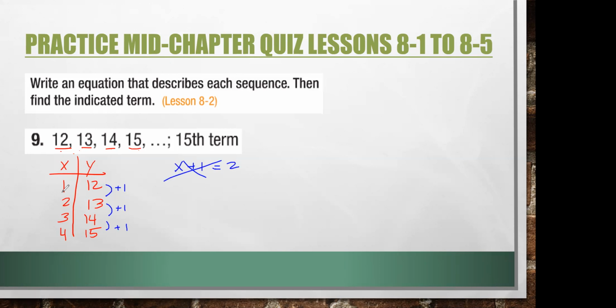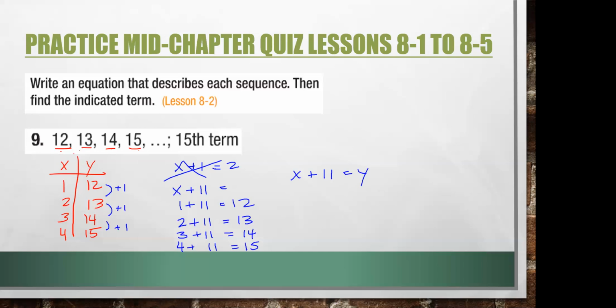So what am I doing to x that is going to give me 12? Well, if I add x plus 11, because I know 1 plus 11 is 12. Does that work for my second term? 2 plus 11, well, that's 13, so that works. 3 plus 11 is 14, so that one works. And then 4 plus 11, that's 15, so that works. So my equation is going to be x plus 11 equals y, okay?